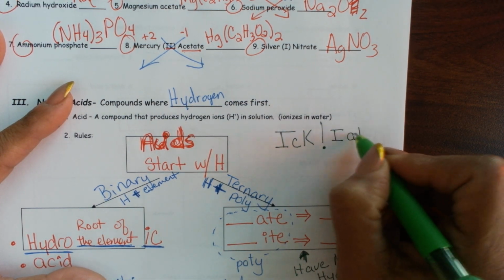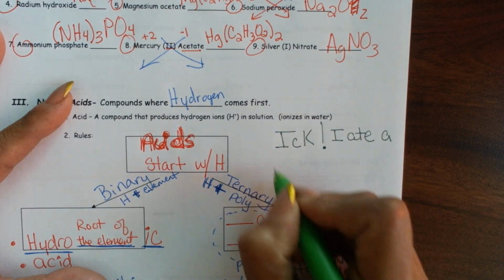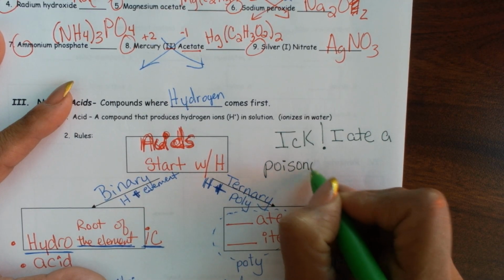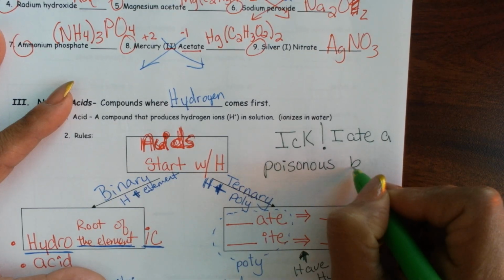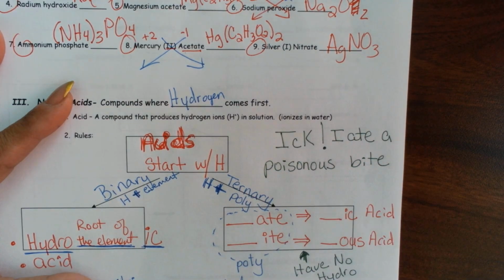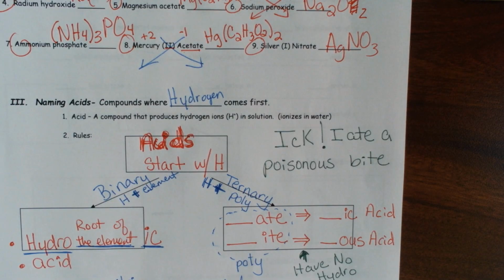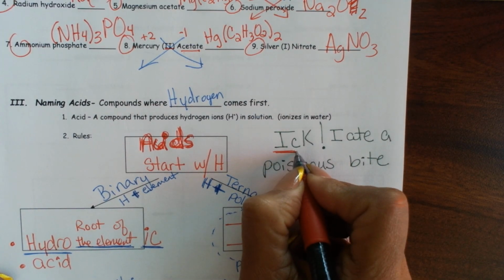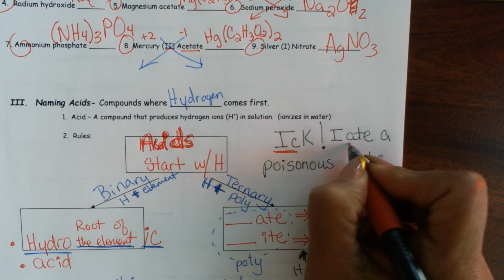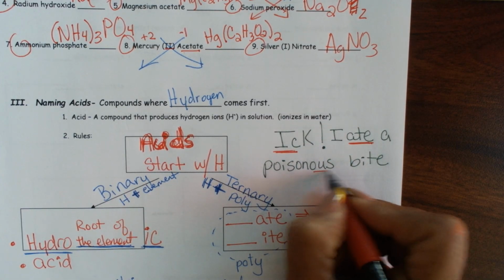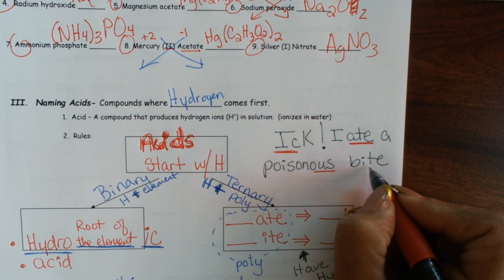I ate a poisonous bite. Okay, hold up. It's going to make sense in a moment. Ick. I see. I ate a poisonous bite. Ite.